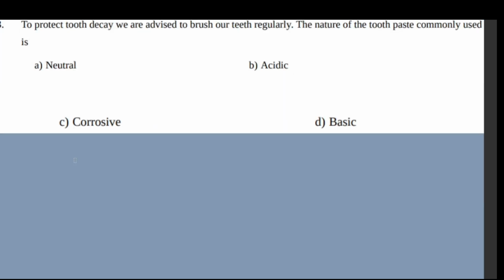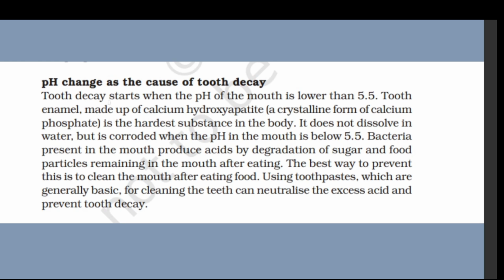Now moving to the next question. To protect against tooth decay, we are advised to brush our teeth regularly. The nature of the toothpaste commonly used is basic. Why is it basic? It is basic because the food that remains in our teeth at night becomes acidic; the bacteria make it acidic. So, in order to neutralize the acidic effect of the bacteria, we use a toothpaste that is basic in nature. You may also read that using toothpastes, which are generally basic, for cleaning the teeth can neutralize the excess acid and prevent tooth decay.